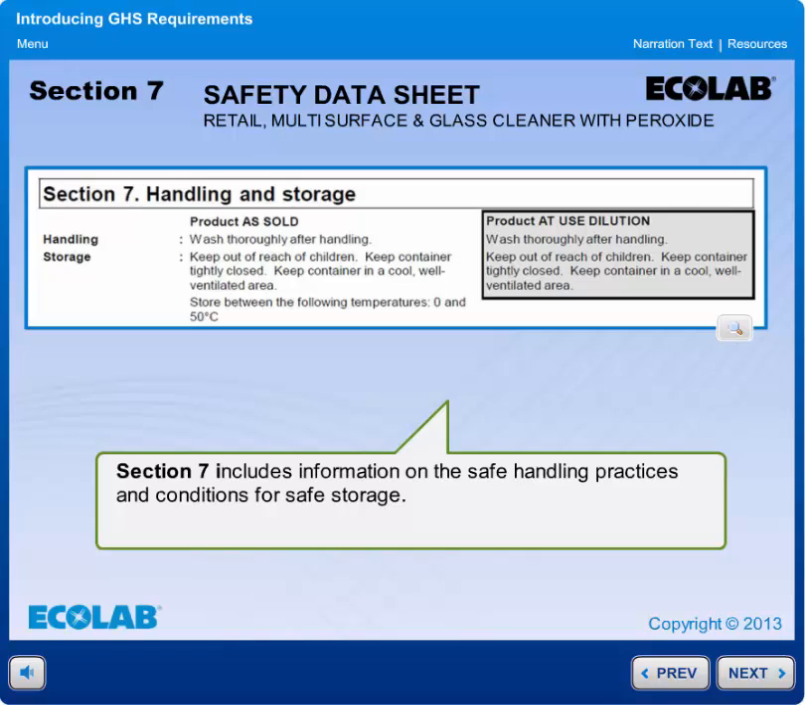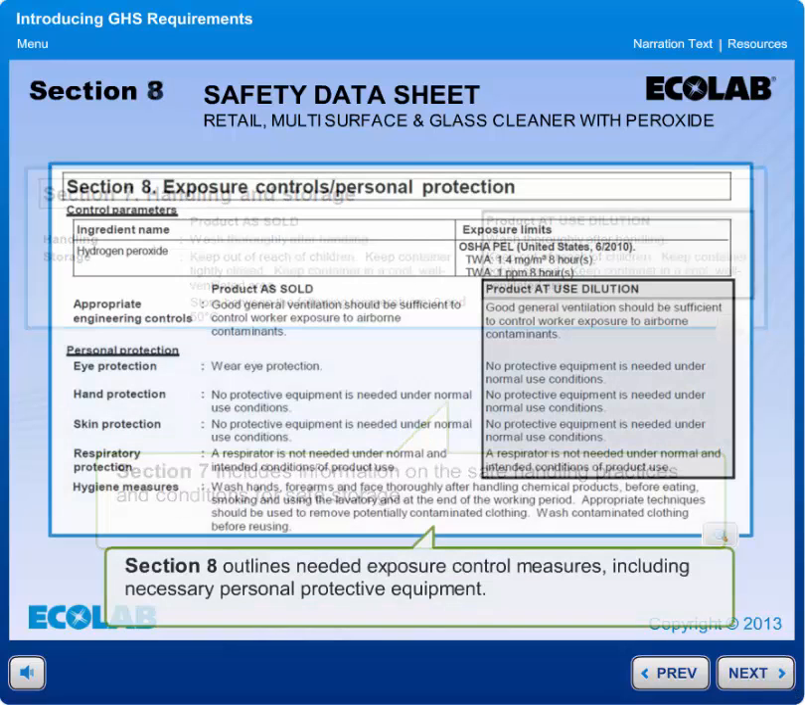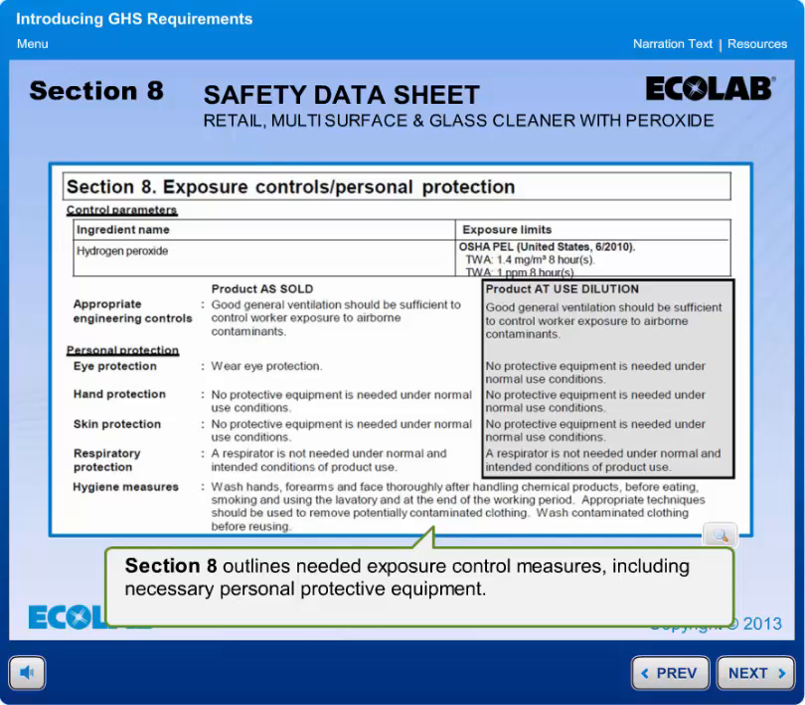This section provides guidance on the safe handling practices and conditions of safe storage for the product. Incompatibilities related to storage are also included here. Section 8 is a very important section of the SDS as it gives you information on how to protect yourself from exposure. This includes appropriate engineering controls, such as ventilation, and the recommended personal protective equipment, or PPE. Exposure limits for the product, such as the OSHA permissible exposure limit, will also be listed in this section.